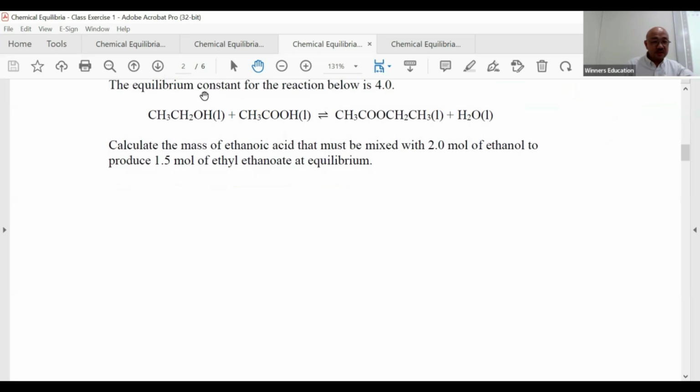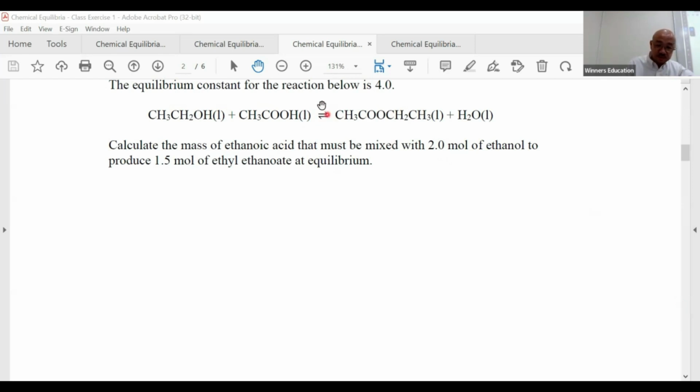So first of all, we are given the equilibrium constant and the equation, reversible. They want to calculate the mass of ethanoic acid, which is this one, that must be mixed. So this acid, how much do you need? Mixed with 2 moles of ethanol to produce 1.5 moles of ethyl ethanoate at equilibrium.